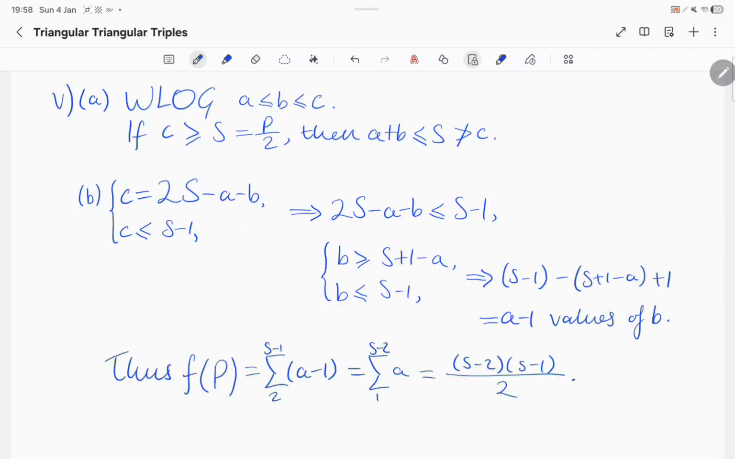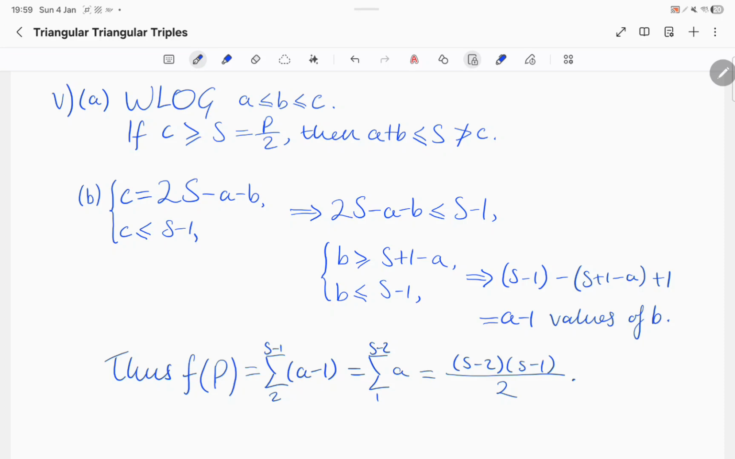Now, we'll move on to part 5. Firstly, for part A, without loss of generality, we will assume A is less than or equal to B is less than or equal to C. Now, we'll see that if C is greater than or equal to S, which is equal to P over 2, then A plus B will necessarily be less than or equal to S, and therefore it is not going to be greater than C.